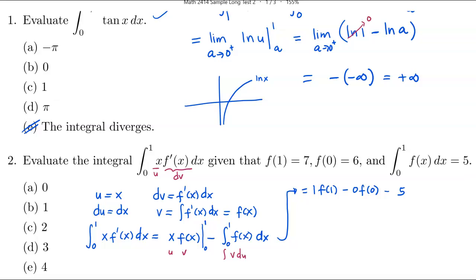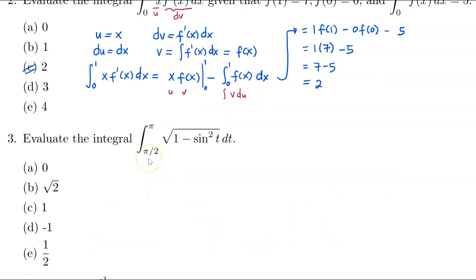So you replace that by 5. And also f of 1 is given to be 7. So you just have 1 times 7. Now this becomes 0 because 0 times 6 is just 0. Then you copy the minus 5. So you have 7 minus 5, and that is equal to 2. That's letter C. And now let's move on to question number 3.